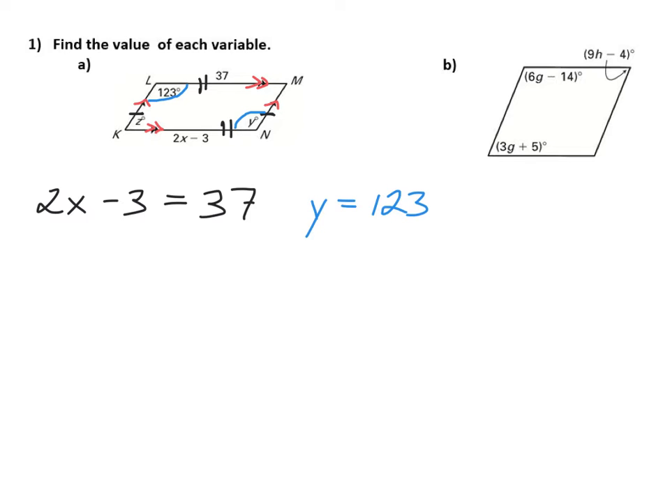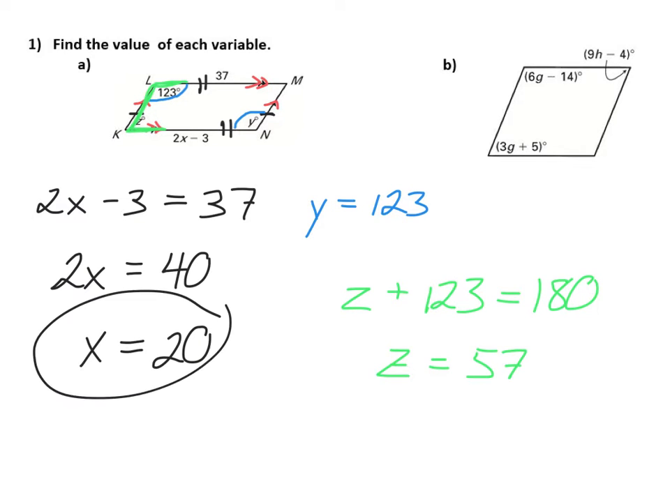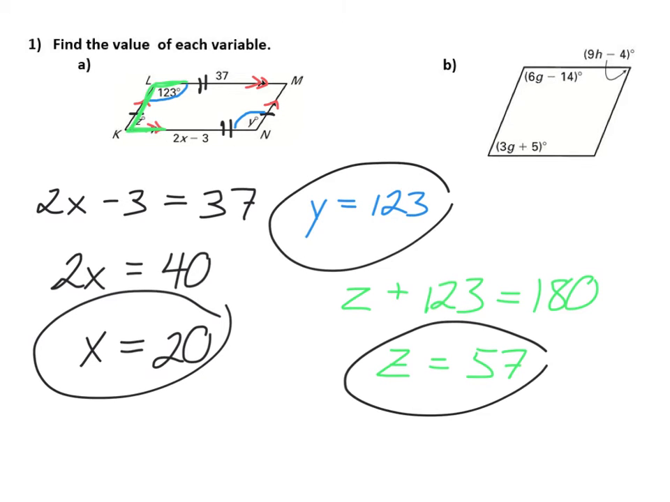The last property we discussed said that the adjacent angles have to add up to 180. So I know that z plus 123 equals 180. Now I should be able to go through and solve for x and z. It looks like x is going to equal 20, y was 123, and z is 57.